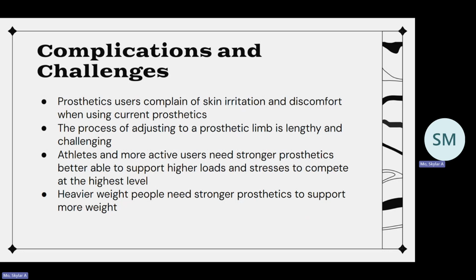Some of the complications and challenges that prosthetic users face is that they complain of skin irritation and discomfort when using their current prosthetics. Another thing is that the process of adjusting to the prosthetic limb is lengthy and could be challenging depending on the user. And athletes and more active users need stronger prosthetics, better able to support higher loads and stresses to be able to compete at the highest level. And also some heavier weight people may need stronger prosthetics to be able to support them.